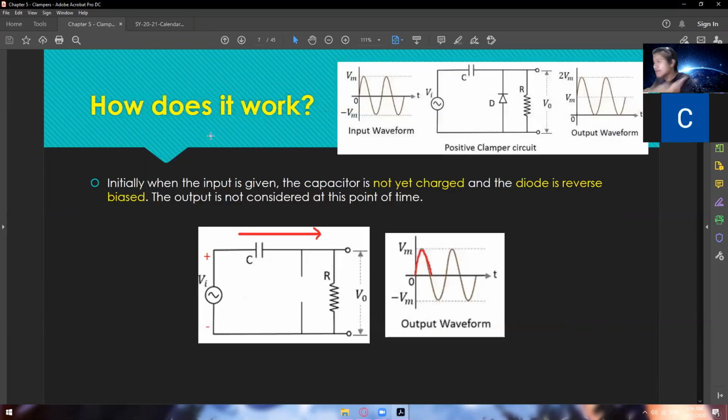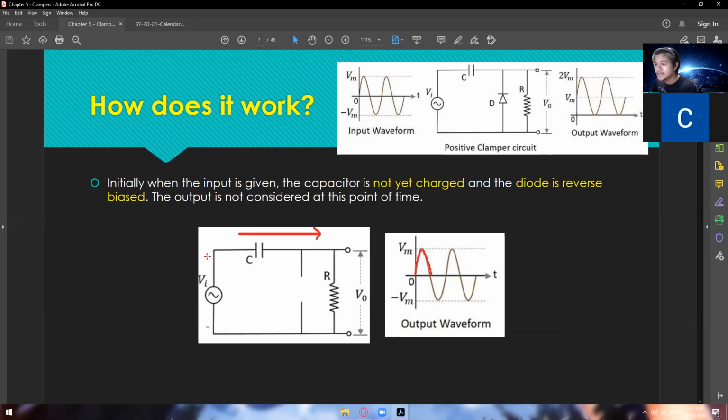So first, how does it work? Initially, when the input is given, the capacitor is not yet charged and the diode is reverse biased, so the output is not considered at this point in time. Just consider this circuit. Of course, we will start at a positive cycle, so positive and then negative.